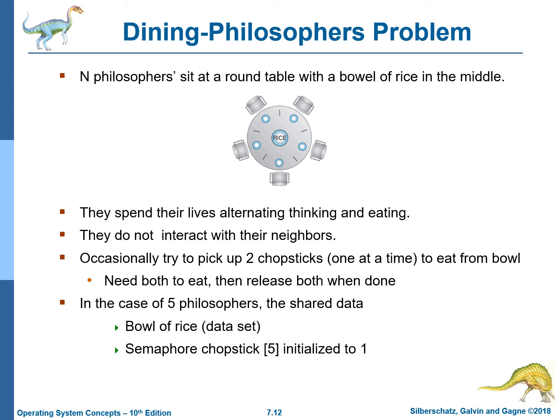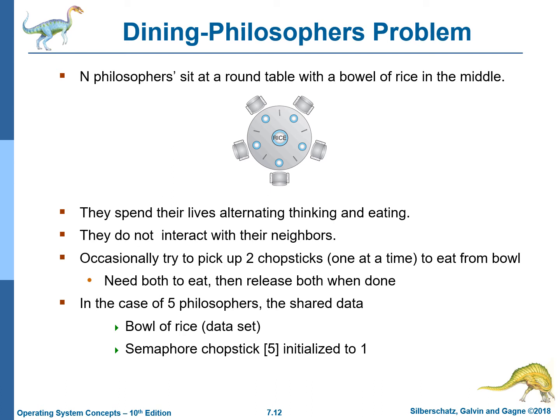Okay. So apa yang kita boleh gambarkan ialah in the case of philosophers, the shared data. Okay, kita anggapkan the bowl of rice ni is like a data set, and the chopstick ni yang dekat setiap philosopher ni, dia adalah sebagai semaphore chopstick. Okay, that is initialized to 1.